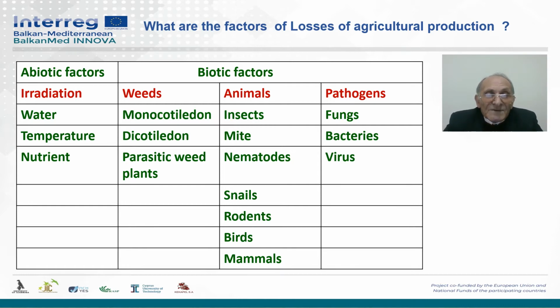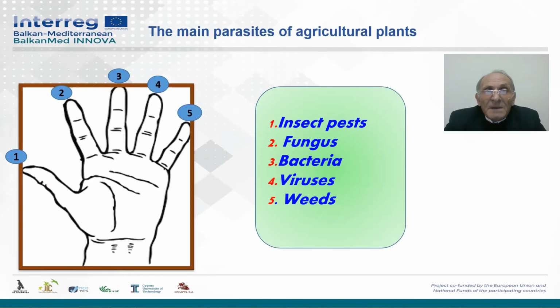Among the weeds, we mention monocotyledon weeds, dicotyledon weeds, and parasite weeds of the plants. Among animals, we can mention insects, mites, nematodes, snails, rodents, birds, and mammals. Among pathogens, we can mention fungal diseases, bacterial diseases, and viral diseases. The main parasites of agricultural plants are insect pests, fungi, bacteria, viruses, and weeds.